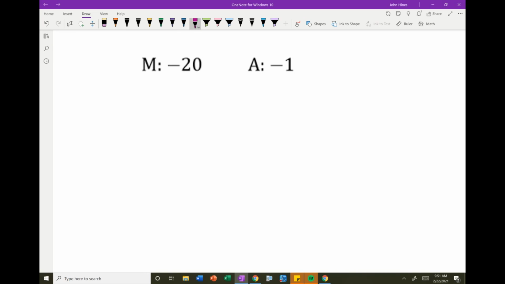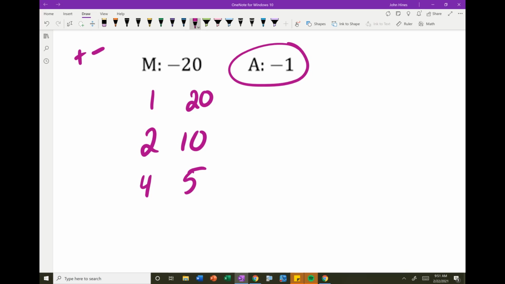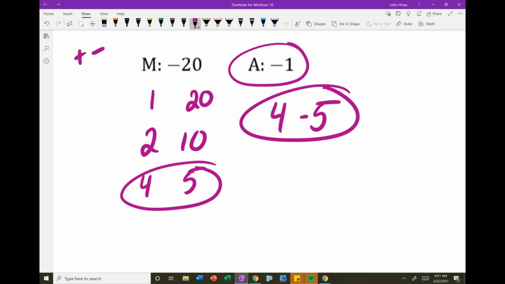What multiplies to negative 20? Let's do 20. One's positive, one's negative. 1 and 20. 2 and 10. 3, no. 4 and 5, and I think that's it. So what adds to negative 1? Which numbers are really 1 apart from each other? Those aren't. 4 and 5 are 1 apart from each other. The question is, who's positive, who's negative? Well, I want to end up negative, so the 5's got to be negative. 4 minus 5 gives me negative 1.